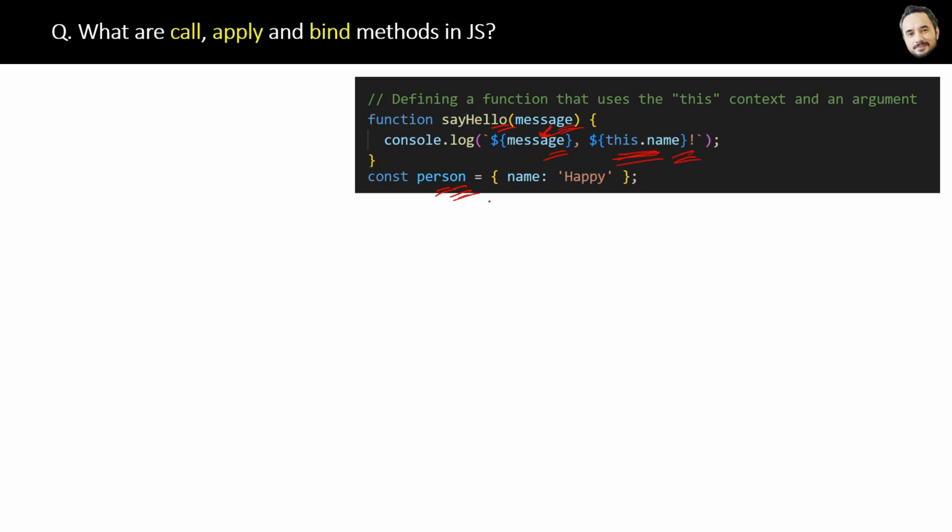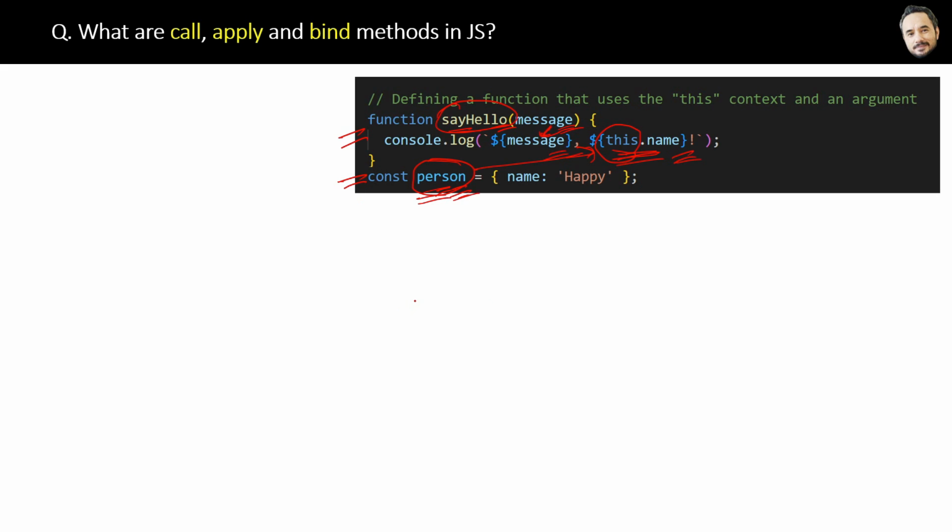So the sayHello function will run differently with the person context, and it will run differently with some other object context. So here the this keyword will represent the context only, which is person in this current case. Now the question is how to invoke the sayHello function with a person object context, because right now they are separate with no connection, right?